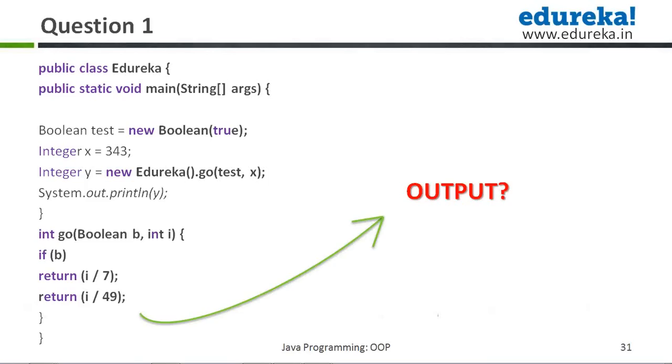You've got a class that is Edureka. You have got your main method within that. Then you define a boolean variable which is set to true. You define an integer variable x equal to 343. You've got another integer variable in which you write new Edureka, and you call the function go. You pass the boolean variable and the integer variable. Now, some value will be returned from the go method that would be assigned to y, and finally you'll be printing that value. So tell me what value would be returned, what would be the value of y?